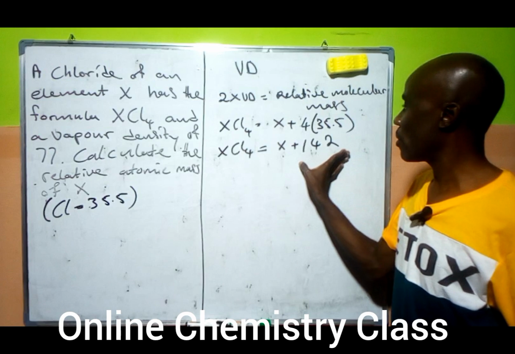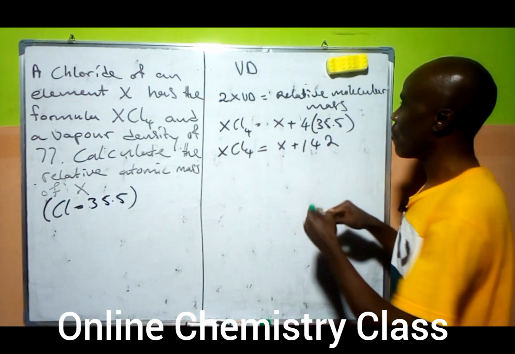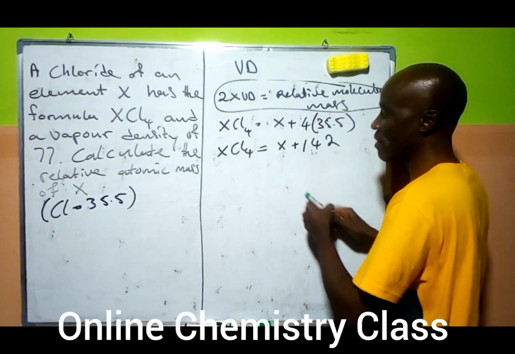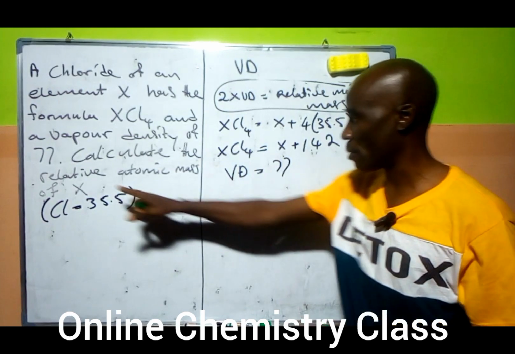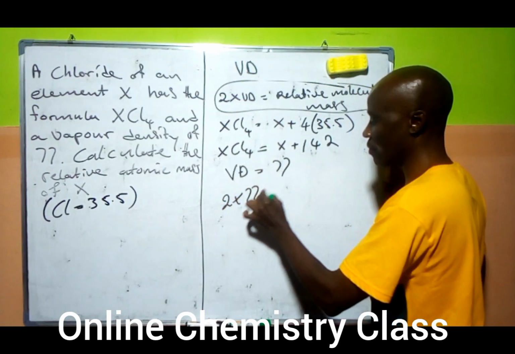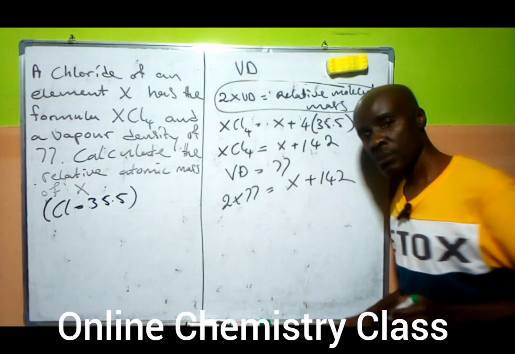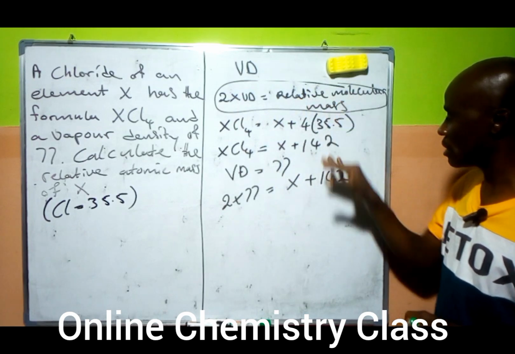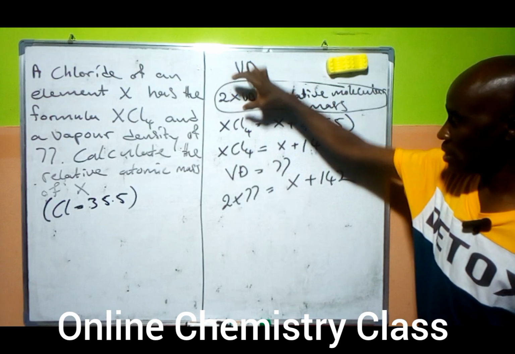That is equal to the relative molecular mass. Now, based on what we have already stated here, it means that 2 times the vapor density, and the vapor density is equal to 77 from our question here. That means if we multiply 2 times 77, it will equal X plus 142. We want to balance the equation here. Relative molecular mass is equal to this now, and vapor density is this.